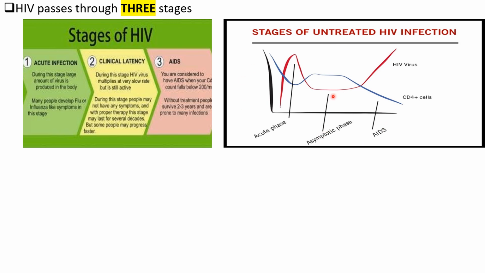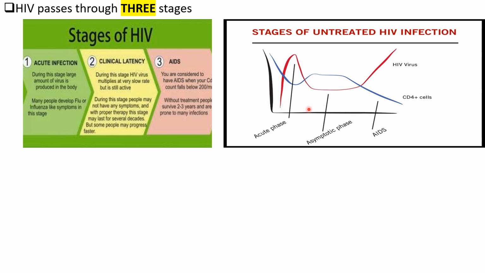Let us first watch what happens during each phase. During the acute phase, flu-like or influenza-like symptoms are experienced by the person. Here the growth of the HIV virus is rapid. There is a rapid multiplication of the virus. In the case of CD4 cells, the T helper cell count slowly decreases. This phase lasts for a few weeks.